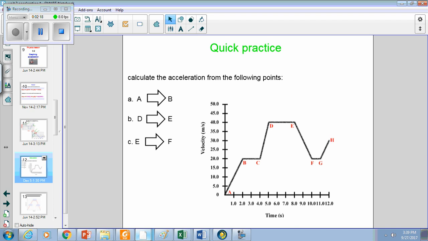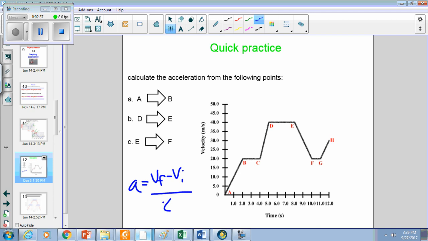So let's do some quick practice. Calculate the acceleration from the following points. So let's do A and B. With acceleration, remember our formula: acceleration equals velocity final minus velocity initial, divided by time. Actually, why don't we do C? C is a little bit trickier. So we're looking for our acceleration from point E to F.